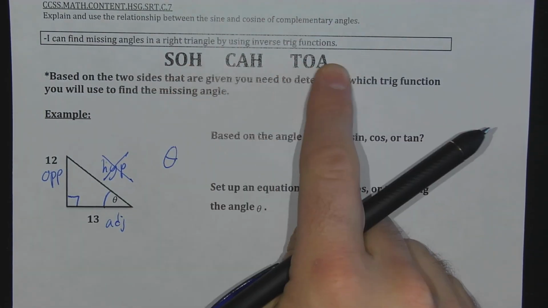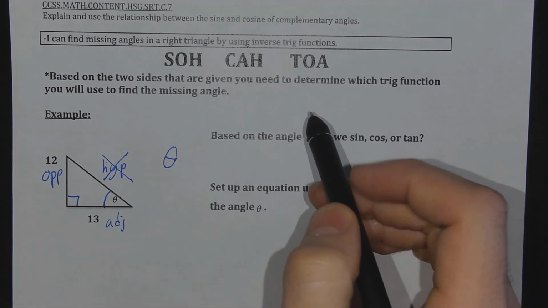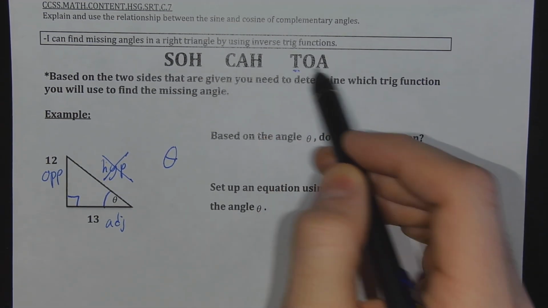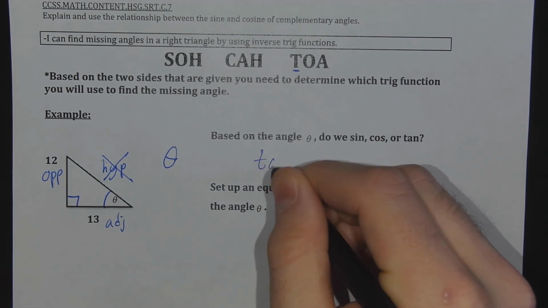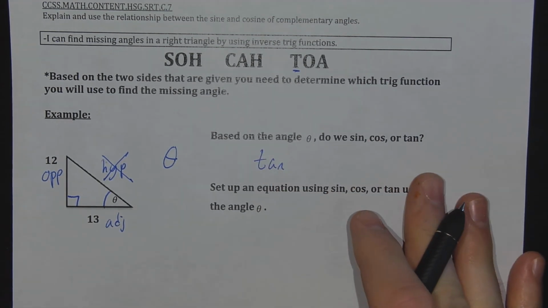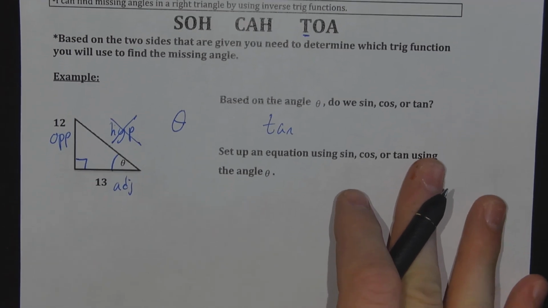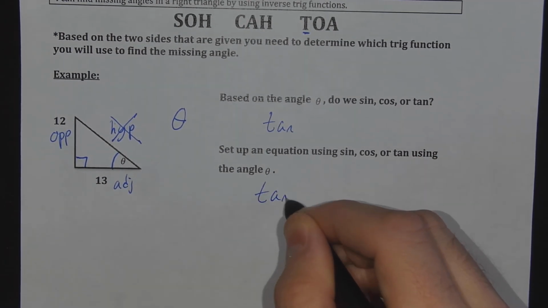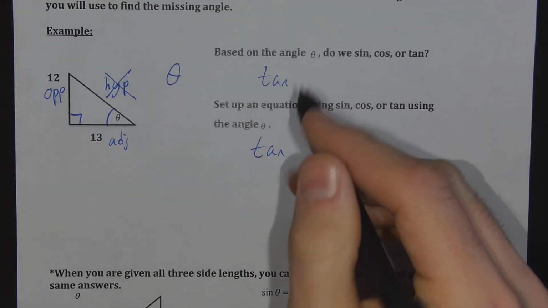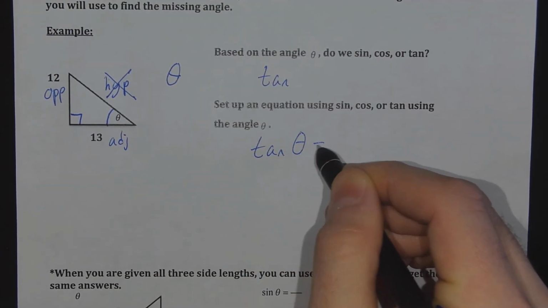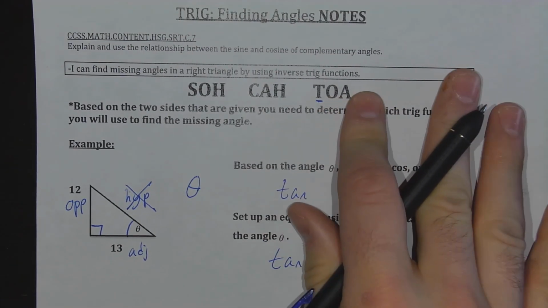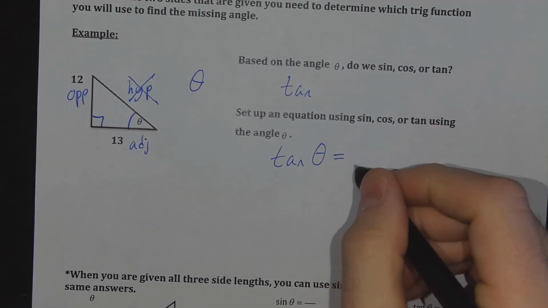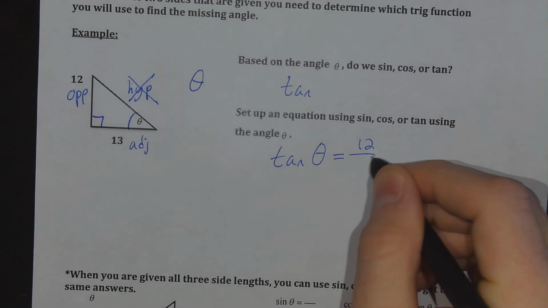And looking at SOHCAHTOA, the only trig function that has no hypotenuse in the ratio is going to be tangent. So we're going to use tangent in order to find a missing angle. Apologies. So we're going to set up the equation. It's going to be tangent of the missing angle theta is equivalent to, and it's TOA, so it's O before A, so opposite over adjacent, so 12 over 13.